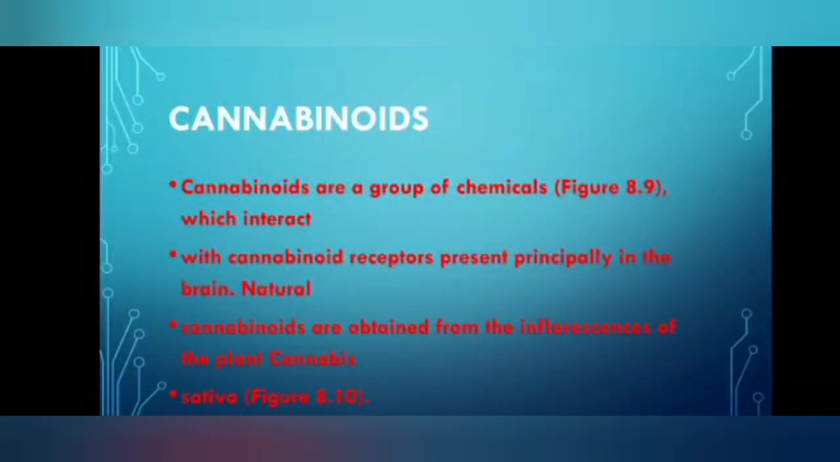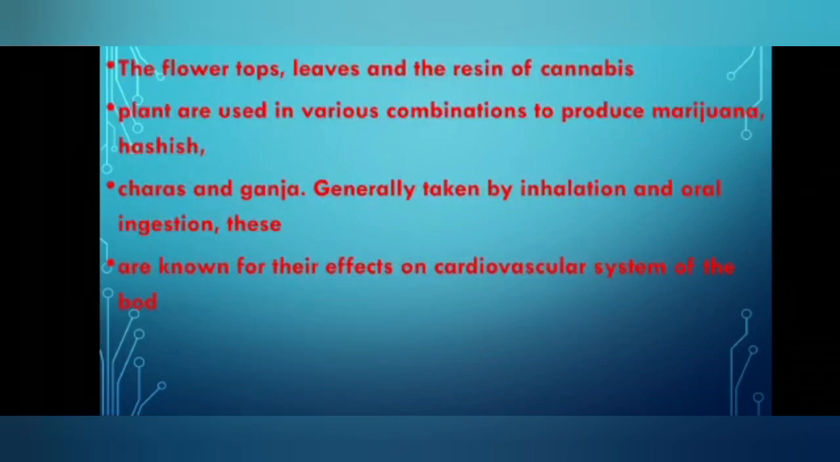After that, we discuss another drug, that is cannabinoids. Cannabinoids are a group of chemicals which interact with cannabinoid receptors present principally in the brain. Natural cannabinoids are obtained from the inflorescence of the plant Cannabis sativa. The flower top, leaves, and the resin of the cannabis plant are used in various combinations to produce marijuana, hashish, charas, and ganja, generally taken by inhalation and oral ingestion. These are known for their effect on the cardiovascular system of the body.